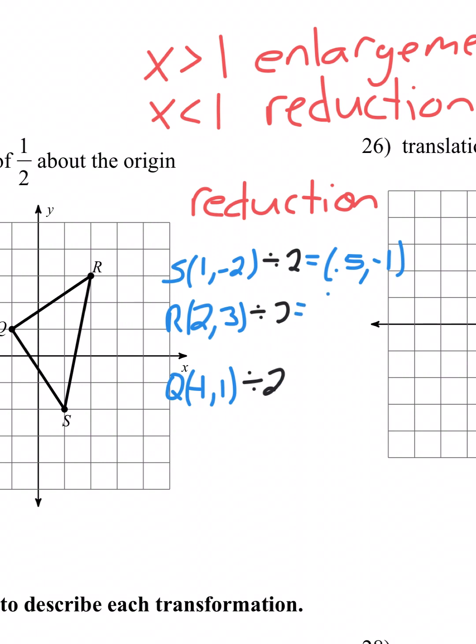What's 2 divided by 2? 1. 3 divided by 2? 1.5. -1 divided by 2? -0.5. 1 divided by 2? 0.5. Now plot all of those. Should the shape change other than its size? No. And again, we said it was going to get smaller, so make sure that you are getting smaller.